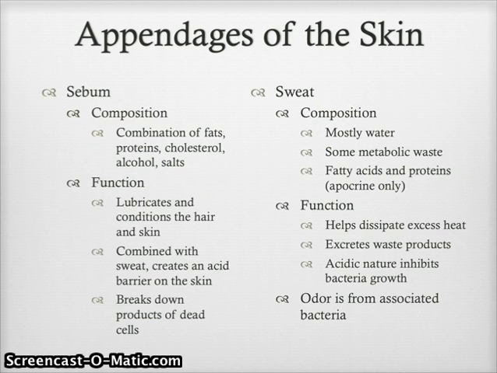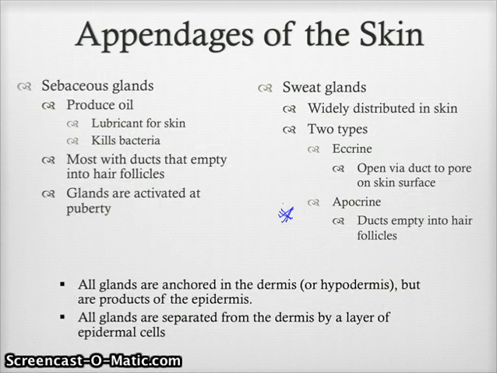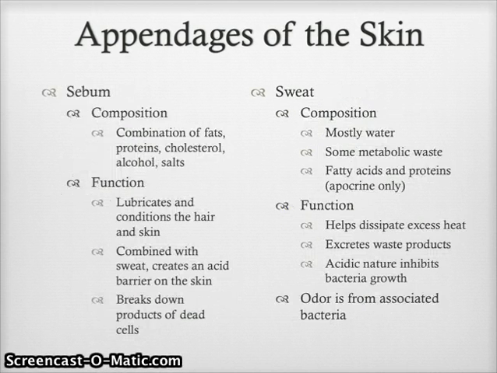Okay? Now, the other appendages, or actually I lied. So sebaceous glands and sweat glands have secretions. These secretions are sebum and sweat. So you can see the differences in composition, and you can see the function that this helps to produce. Notice also that sebum combines with sweat to create an acid barrier on the skin. This acid barrier here is what is antibacterial. It prevents bacterial growth.